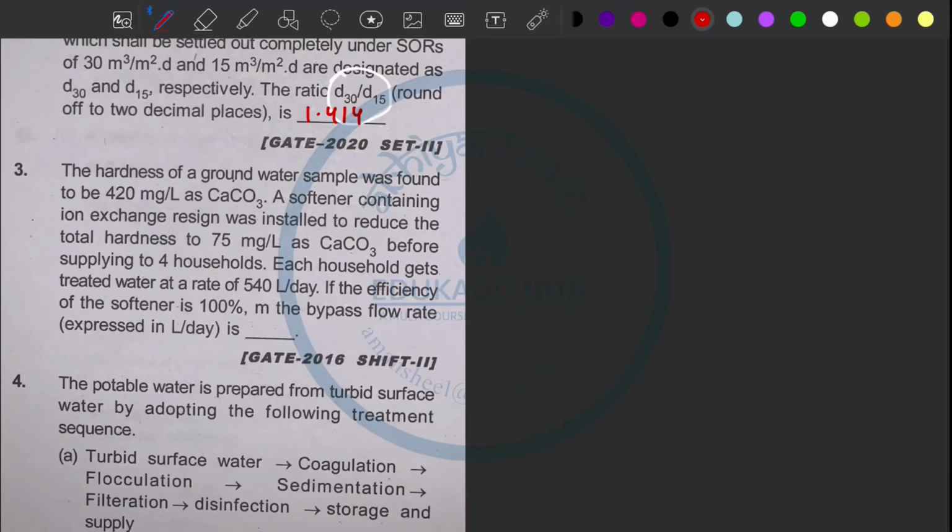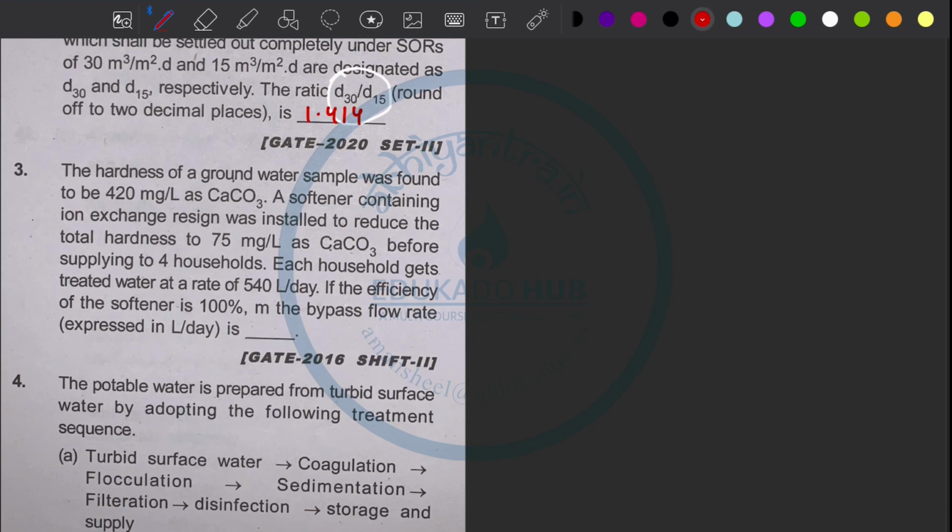Let's do the next question, which is question number 3. The hardness of a groundwater sample was found to be 420 milligram per liter as CaCO3. A softener containing ion exchange resin was installed to reduce the total hardness to 75 milligram per liter as CaCO3 before supplying to 4 households. Each household gets treated water at a rate of 540 liter per day. If the efficiency of the softener is 100%, the bypass flow rate expressed in liter per day is.